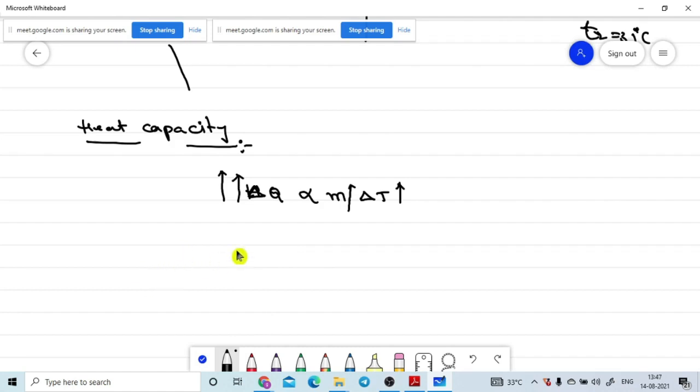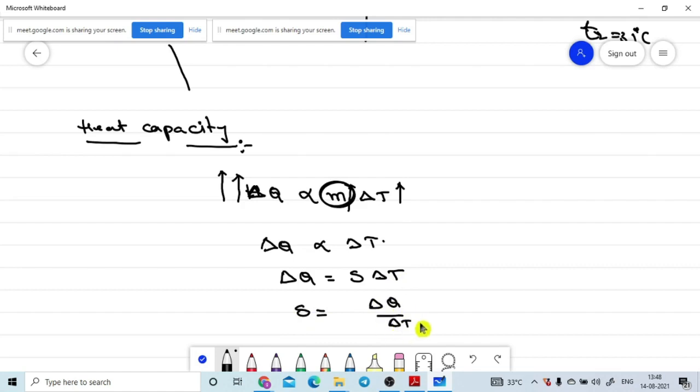So we are defining one physical quantity for all systems, without considering the amount of mass of the system. Then dq I am taking directly proportional to delta T. Then dq is equal to, a general definition to apply for all types of masses, dq is equal to capital S into delta T, where S is equal to dq by dT. This is the mathematical definition of heat capacity.